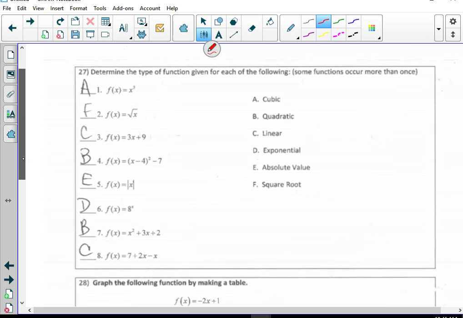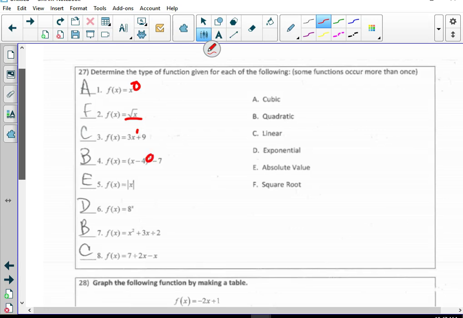Determine the type of function. Okay, cubic, you're looking for a 3. That's right there. This is square root. So that's F. Right here, this is x to the 1. X to the 1 is a linear equation. So we look for the word linear, which is C.